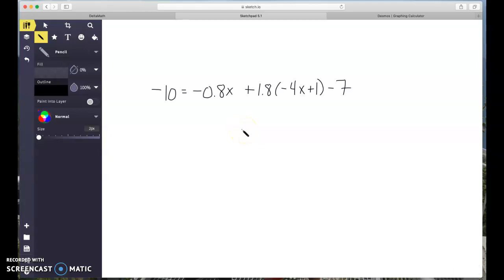There's a little too much going on here. And I see, oh, I've got this negative 0.8x, then I've got this 1.8 times this negative 4x plus 1. So hopefully you see right here we have some distribution that we can do. And then I've got that minus 7 tagged on at the end. So I'm going to start with my distributive property. And that's going to be 1.8 times negative 4x and 1.8 times 1 minus 7, right?